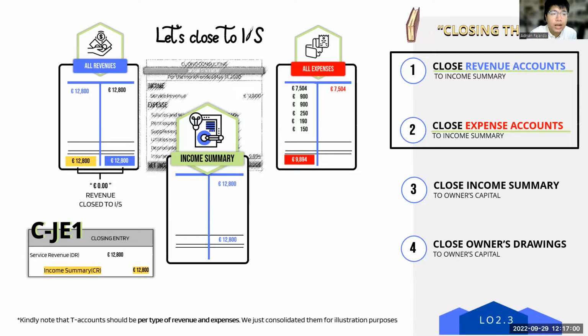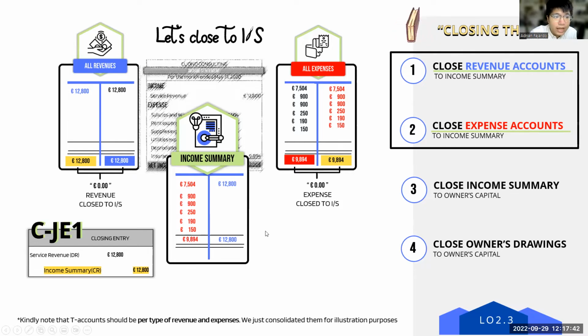So basically, we credit 7,500 for salaries, we credit 900 for rent, we credit 900 again for supplies, we credit 250 for utilities, we credit depreciation for 190 and we credit for insurance of 150, right? And if we subtotal, in essence, we did 9,894 worth of credit, right? And therefore, our expenses are also zeroed out. And therefore, our income summary now has a debit of 9,894.